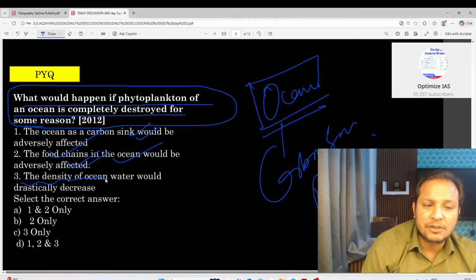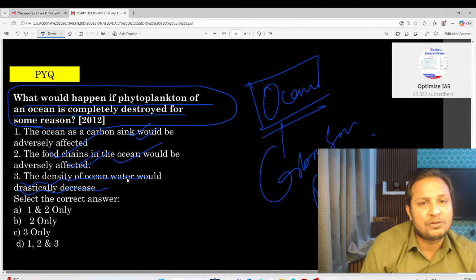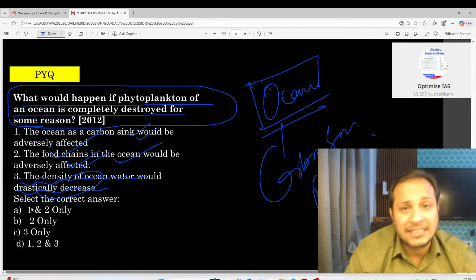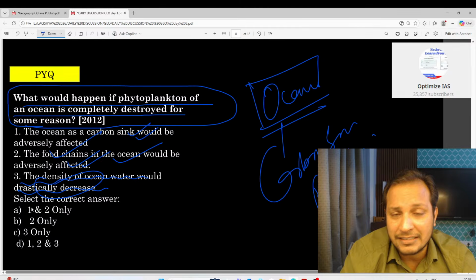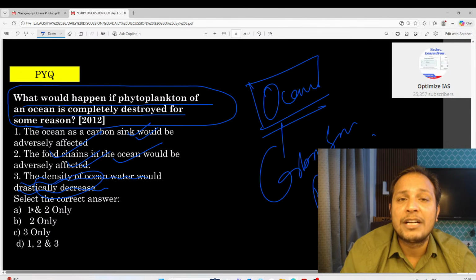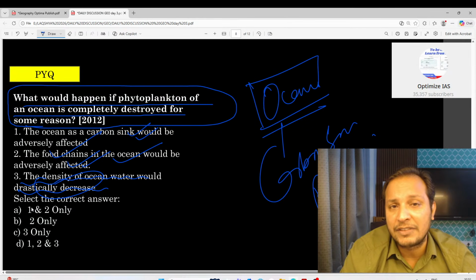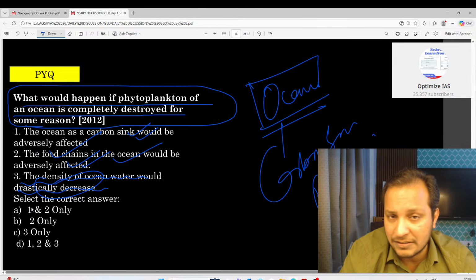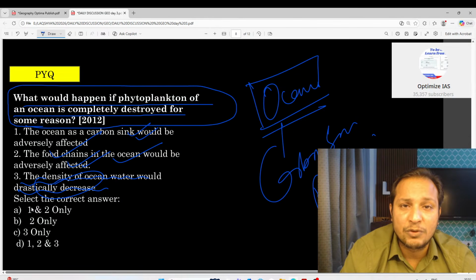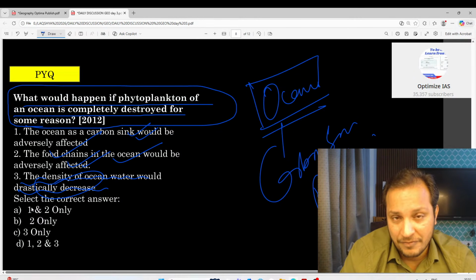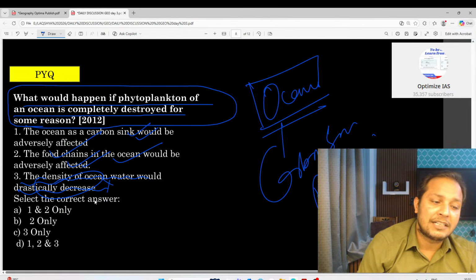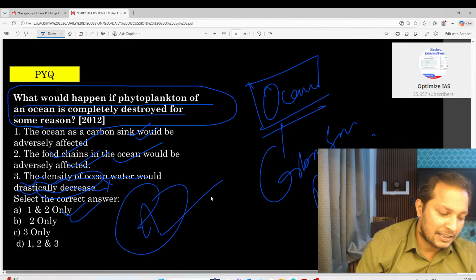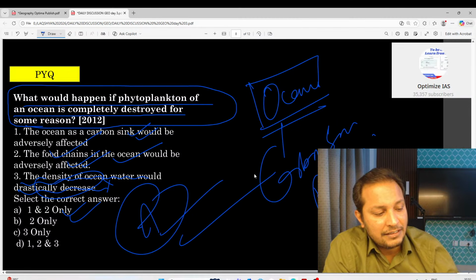The density of the ocean would be drastically decreased. No, drastically is an extreme word, you can eliminate it. How can a drastic decrease of density happen just because phytoplankton are not there? Density of the ocean is related to salinity, so this is obviously not the correct answer. So we have the answer 1 and 2 only. Option A is the correct answer.